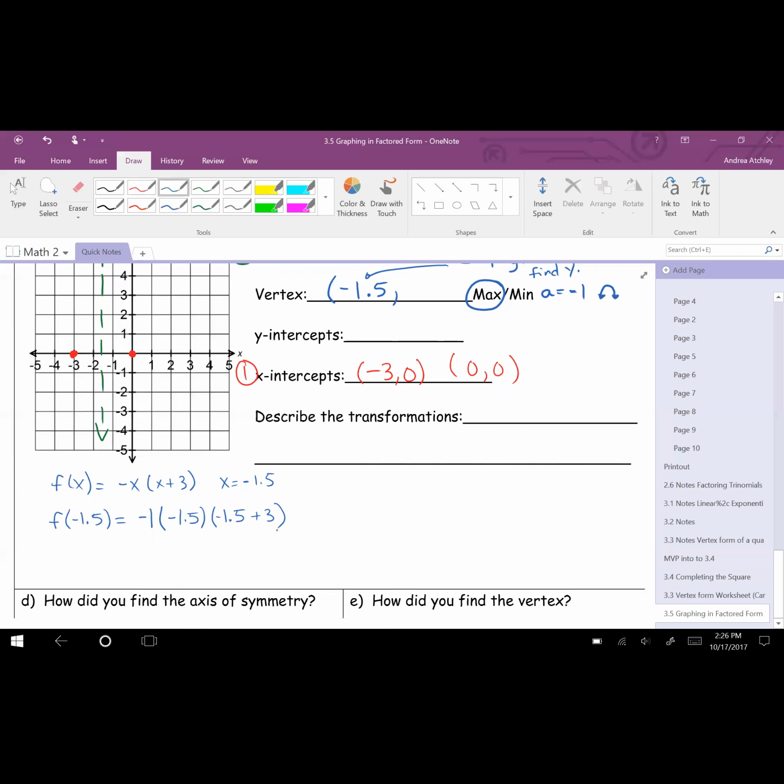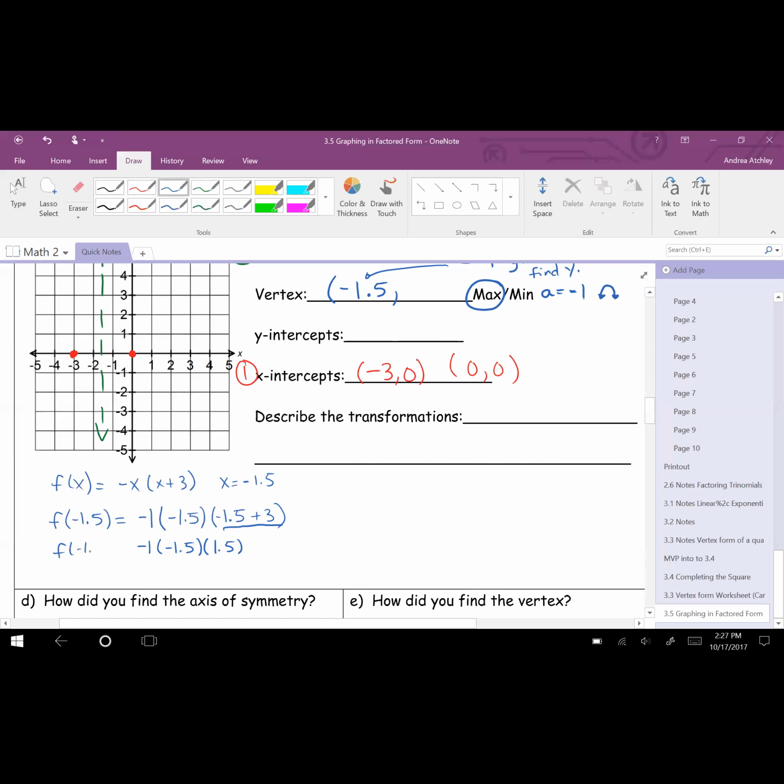Any questions over that? Yes. I did replace that. So this x became negative 1.5. This x was this one. And this negative in front is the negative 1. Okay, I'm going to sit down. We're going to just work this out. So I'm going to do this part first. I'm going to have negative 1 times negative 1.5. Negative 1.5 plus 3 is just 1.5, right? 3 minus 1.5 is 1.5.